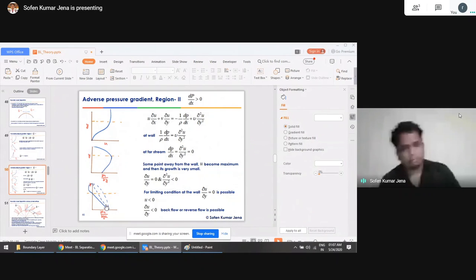Yes, it has to come to zero. But your del square u by del y square has to come to zero in the free stream region above the boundary layer edge, right? So the difference between this zero and this zero: del u by del y equals zero two times. The top zero represents somewhere the boundary layer edge. This is somewhere the separation edge within the boundary layer.